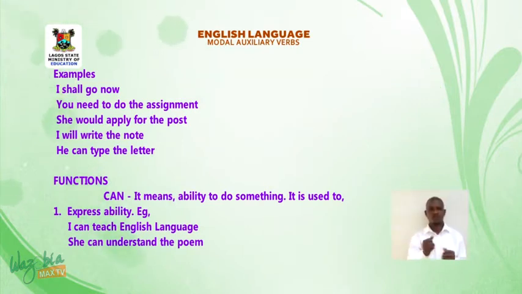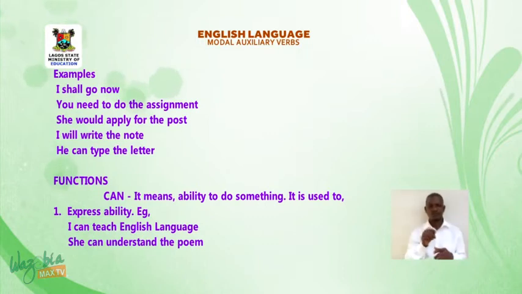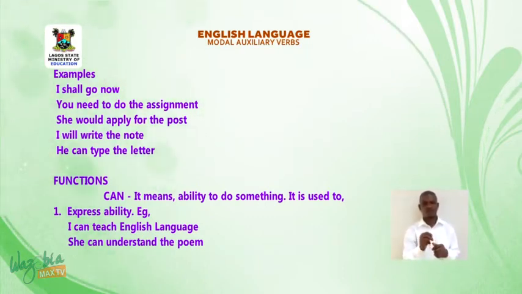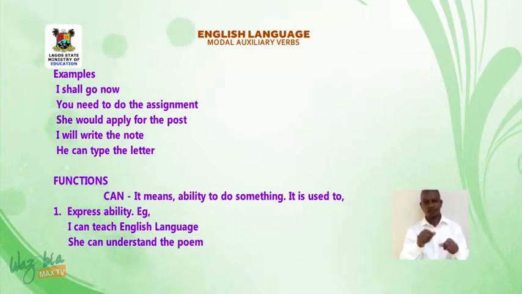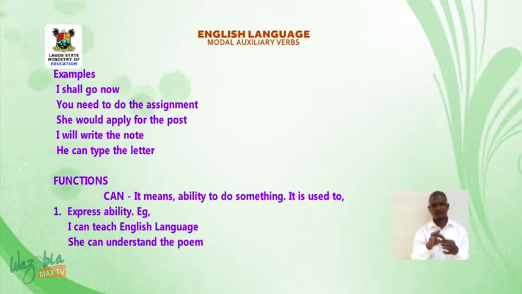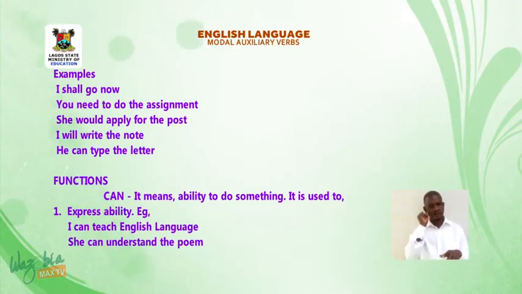Now let us start with the functions of these various modal auxiliary verbs. Let's start with can. It means ability to do something. It is used to, one, express ability. For example, I can teach English language. She can understand the poem.